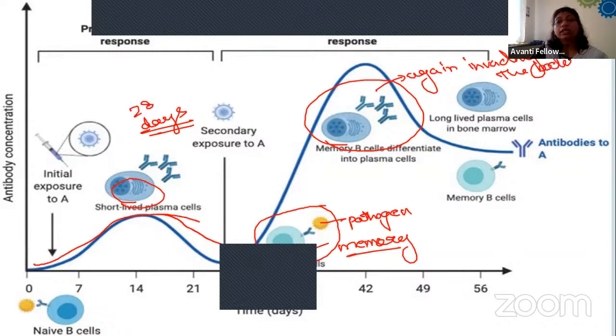When the pathogen invades the body again, at the time of its second invasion, the memory cells start producing signals, keep it in mind, and keep making our cells ready to fight against them. So now these B cells start producing antibodies.